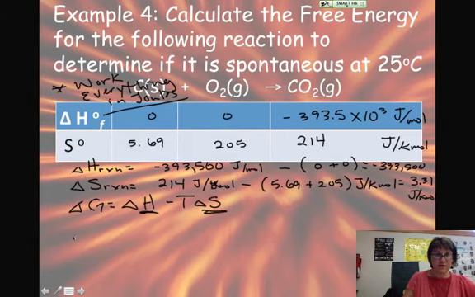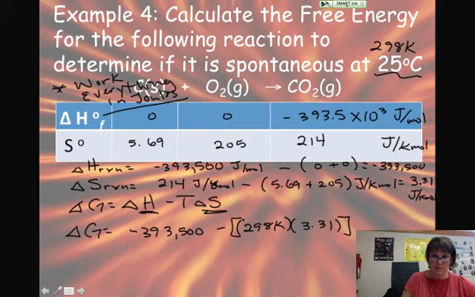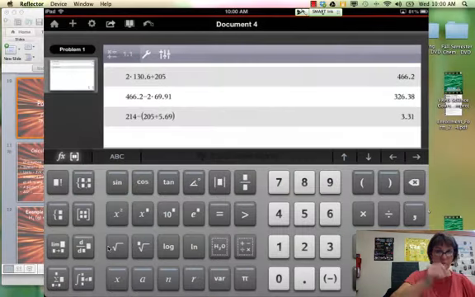So now let's find delta G. Delta G is going to be enthalpy minus temperature times the entropy. So it is negative 393,500 minus temperature. The temperature is 25 degrees Celsius. Let's change that to kelvins. Add 273, so it's 298 kelvins times my delta S, 3.31. And we add those. Oh no, we're just multiplying them together. So no need for square brackets. I'm just getting a little carried away. Time for a calculator. Let's check this answer.